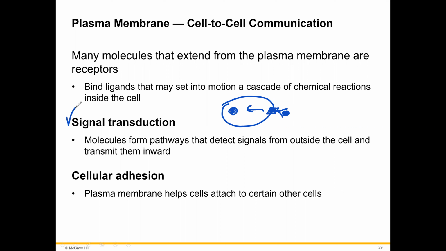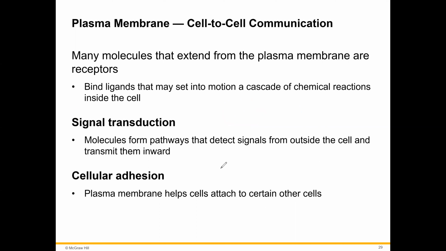Molecules form pathways that detect signals from outside the cell and transmit them inwards. So, for example, this ligand molecule can be growth hormone. Right? So the growth hormone attaches to the protein receptor and sends a signal to the cell to divide, so the tissues or organs can grow bigger, right?